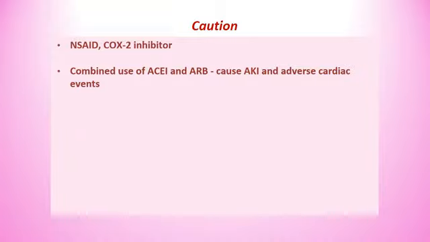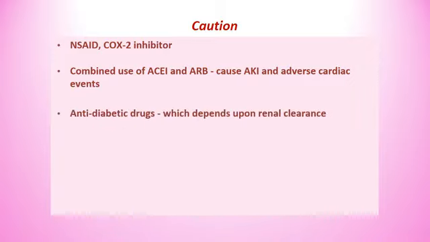Come to the question. The first is the NSAID and COX-2 inhibitor. Next is the combined use of ACE inhibitor and angiotensin receptor blocker. Do not use ACE inhibitor and angiotensin receptor blocker simultaneously because they can cause acute kidney injury and adverse cardiac events. Next is the antibiotic drug, which depends upon renal clearance.